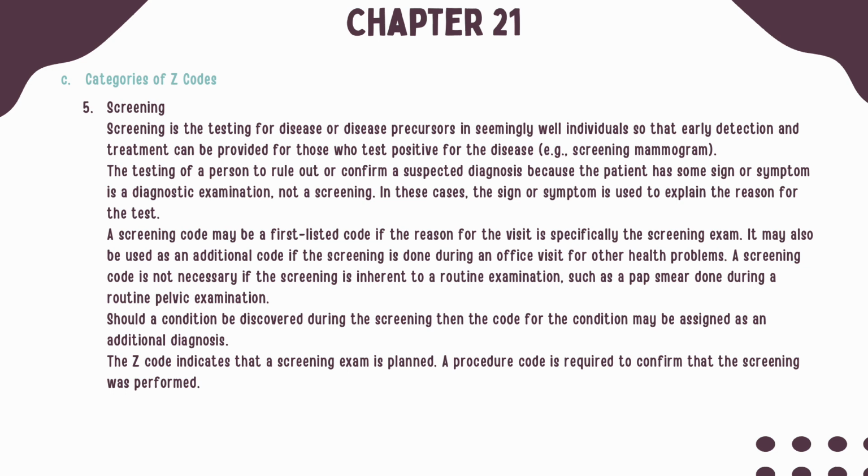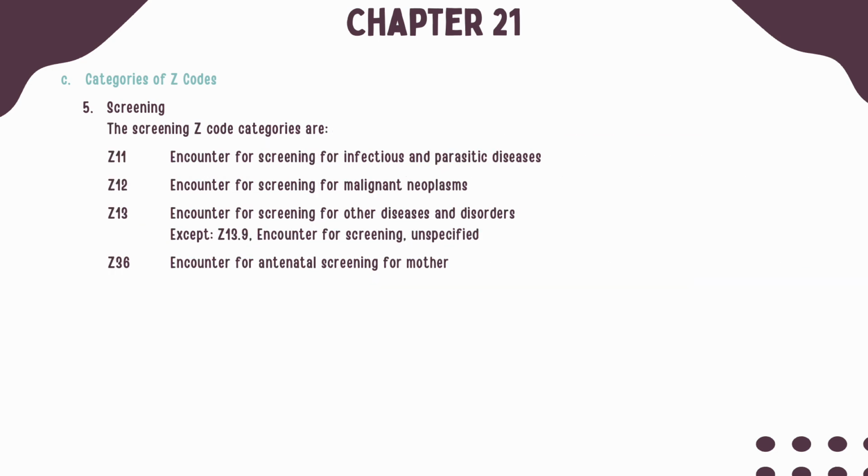Should a condition be discovered during the screening, a code for the condition may be assigned as an additional diagnosis. The Z code indicates that a screening exam is planned, and a procedure code is also required to confirm that the screening was performed. The categories for screenings are listed on this slide.